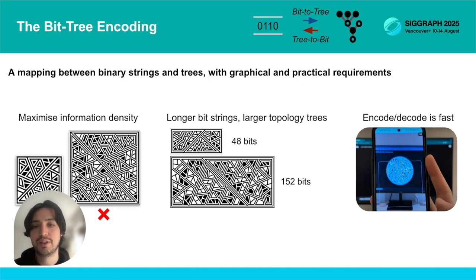So first of all, we need a way to map bits to trees. This is not really rocket science. It has been done in the past. However, here we have a specific problem and specific requirements. First of all, we want to pack as much information as possible in a given topology. Second, we intuitively want longer messages to map to more complicated codes. And third, the encode-decode procedure must take at most milliseconds.